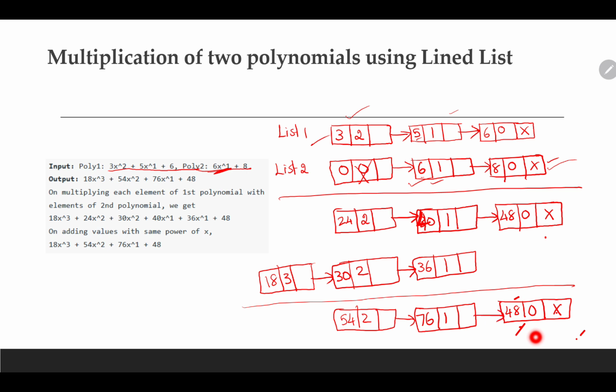Then 18 into 3. So power 3 has only one element. So 18, 3. We can write it as a polynomial equation, that is 18x cube plus 54x square plus 76x plus 48. So this is the method of multiplying two polynomials using the linked list.